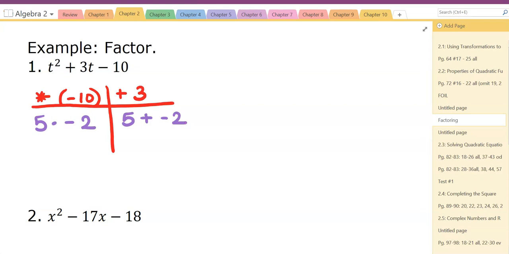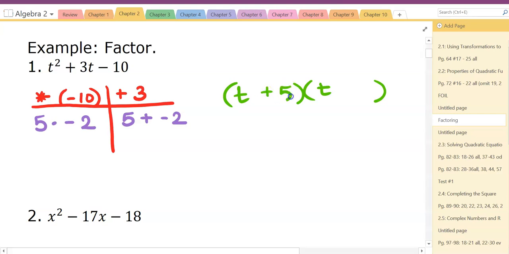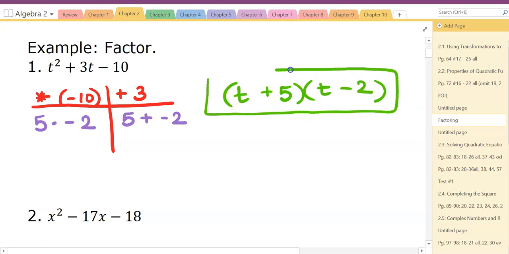So when it comes to actually writing it, you draw two sets of parentheses, like we saw yesterday with those problems that we were foiling. You put a letter t at the start of each one, because that t squared is going to get split into the two parentheses, and then you just drop your number. So you have plus 5, and you have a minus 2. So this would be the factored form.